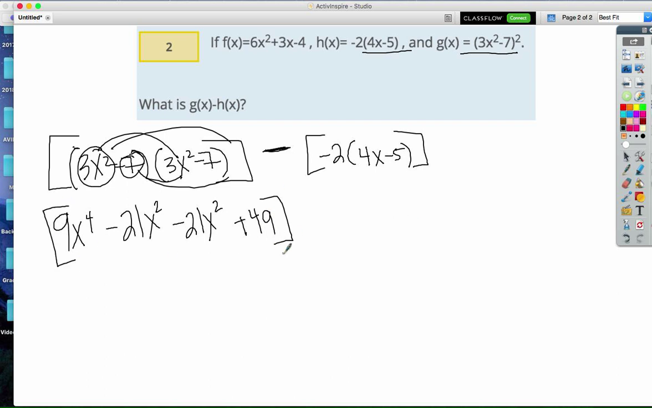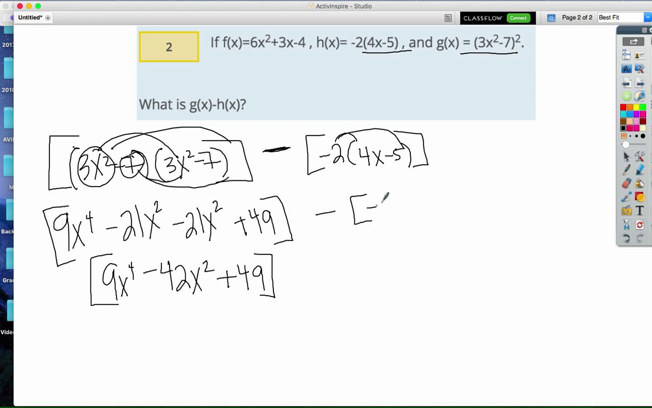So if we combine like terms, the two middle terms match. I have a negative 21x squared minus 21x squared, which gives us negative 42x squared. Bring down the 49 and the 9x to the fourth. And the other function, we needed to distribute the negative 2, so that is going to give us negative 8x plus 10. But when we distribute this minus sign, it ends up making it a plus 8x minus 10.